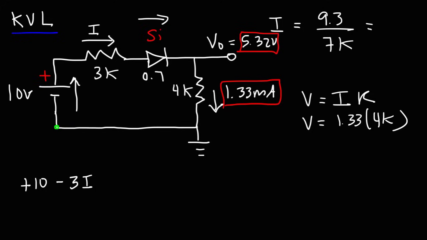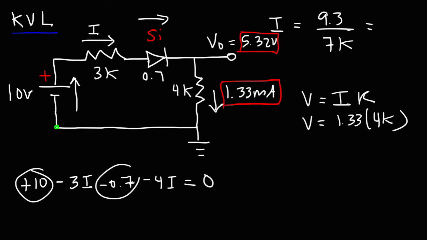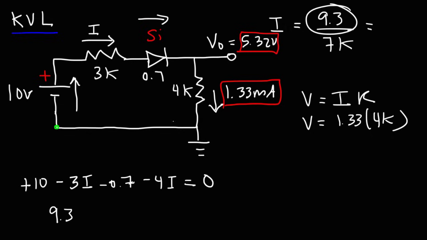As the current flows through the diode, we can see that we have a voltage drop of 0.7. So the circuit loses 0.7 joules per coulomb, or 0.7 volts. Now flowing through this resistor, that's another voltage drop, but it's going to be 4 times I. And so now that we've completed the loop, we're going to set this equal to 0. So we have 10 minus 0.7, which is the 9.3 that we have here.